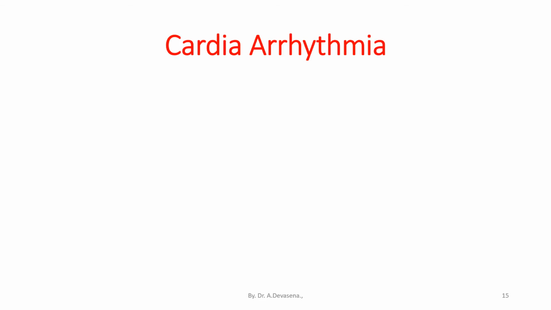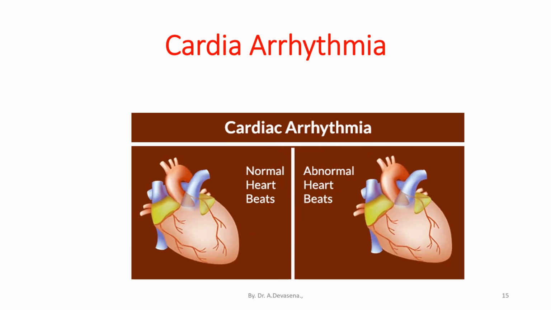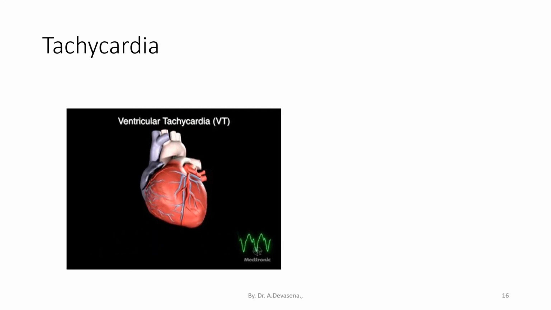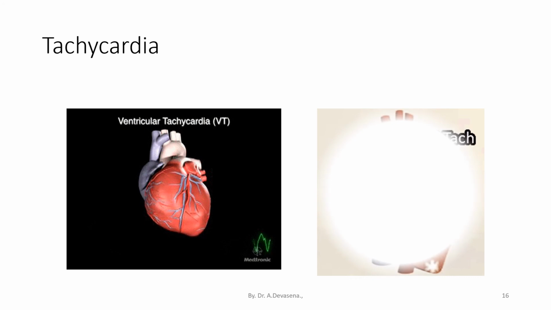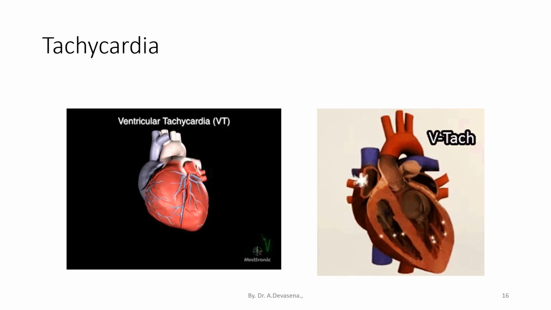Cardiac arrhythmia representation. Here is a representation of a normal heartbeat as well as abnormal heartbeats. By seeing this visualization, we can identify the difference between the normal heartbeat and the abnormal heartbeats. The tachycardia representation is shown here. In this diagram, we are visualizing the heart beating very fast, that is BPM greater than 100. There is another representation of ventricular tachycardia. The heart is beating very fast.